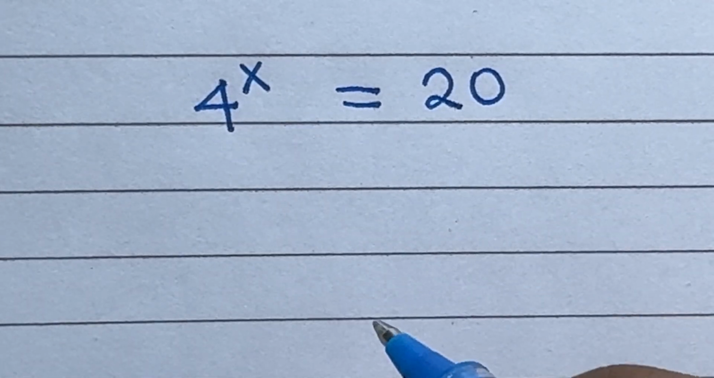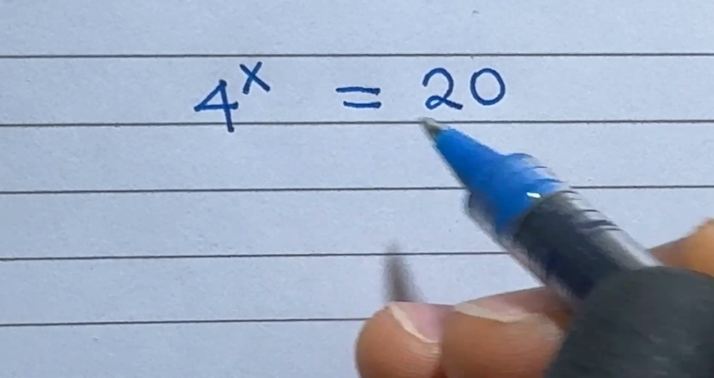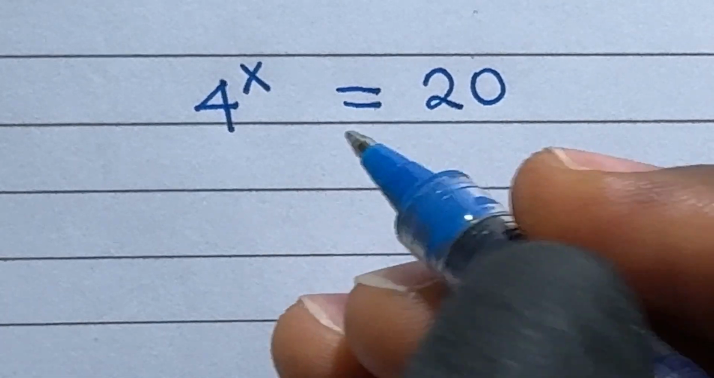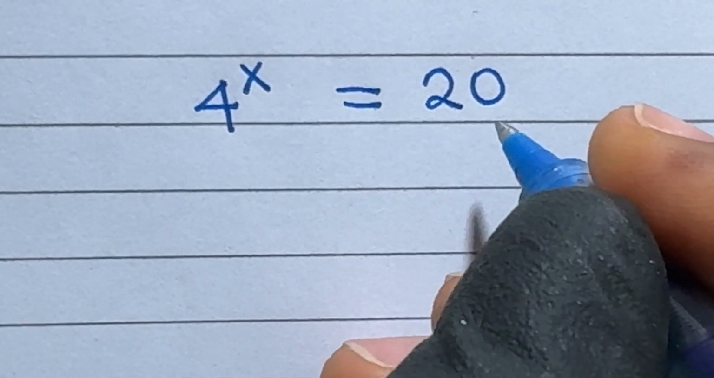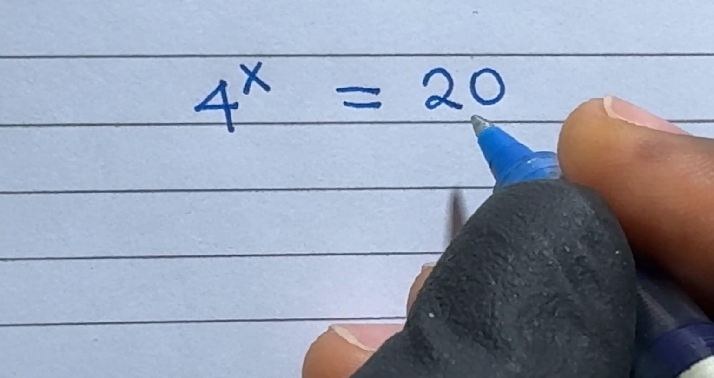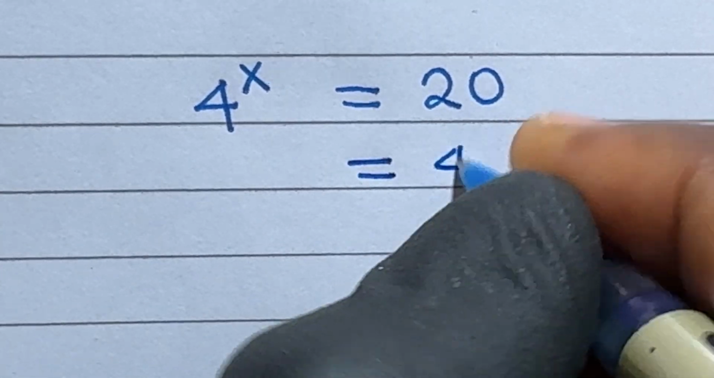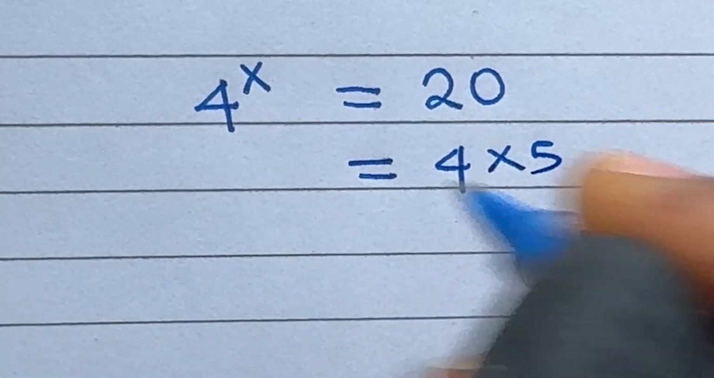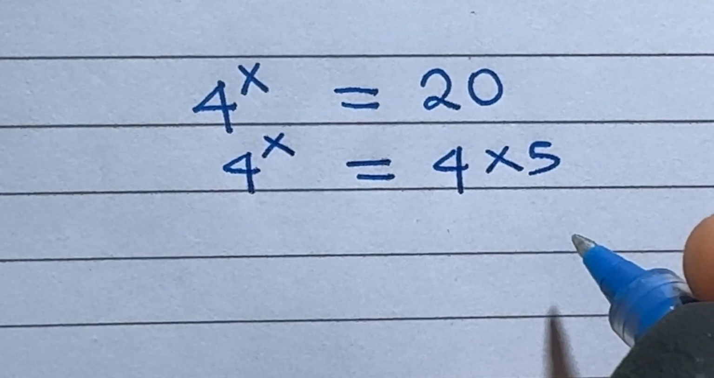In this video, we have this exponential equation 4 to the power of x is equal to 20, and we are required to solve for x. To begin, I'll have to break down the right hand side, which is 20, to 4 times 5, which means I have 4 to the power of x is equal to 4 times 5.